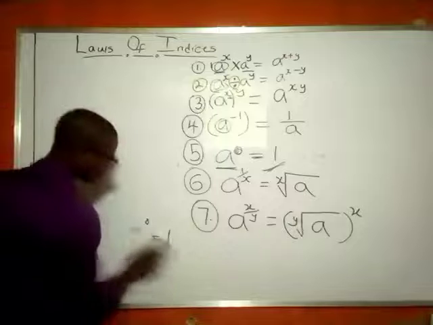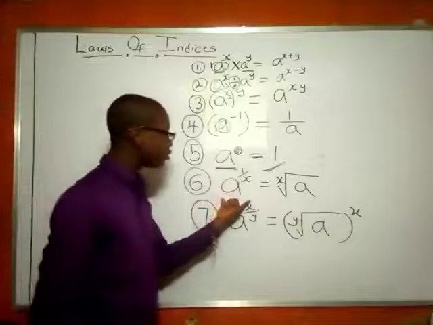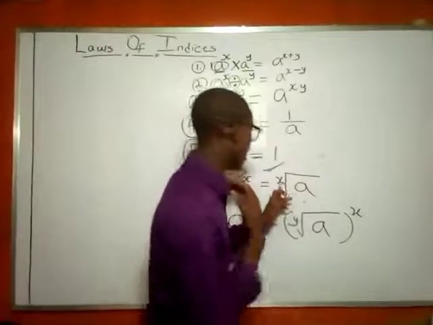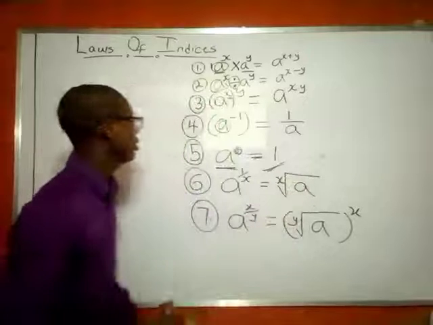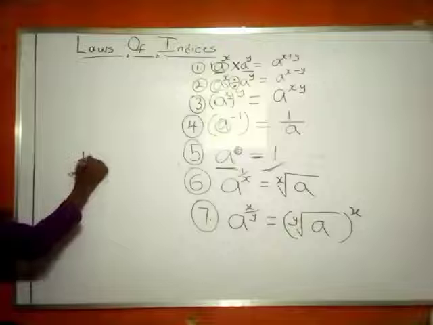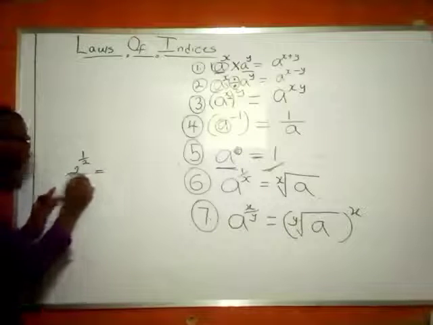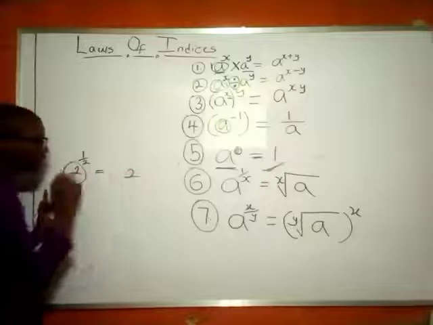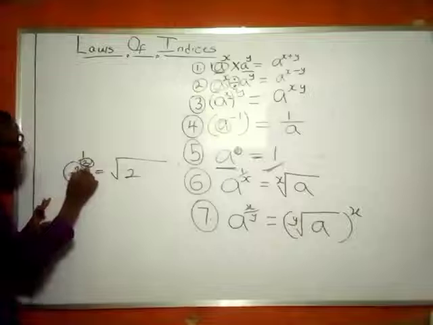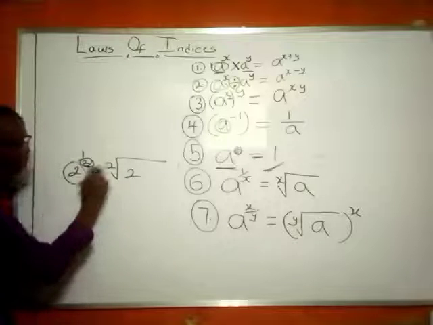Let us look at the sixth law of indices. And this one says a variable raised to power 1 over x is equal to the x-th root of the variable. Meaning if we have, let's say, 2 raised to power 1 over 2, our final answer will be equal to, you pick this variable, you write it down, you bring a root, and you put this 2 inside, under the root, and that will be equal to root 2.